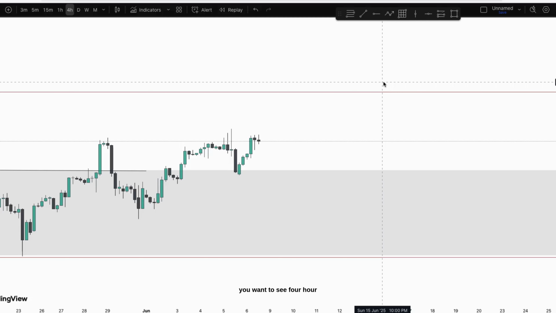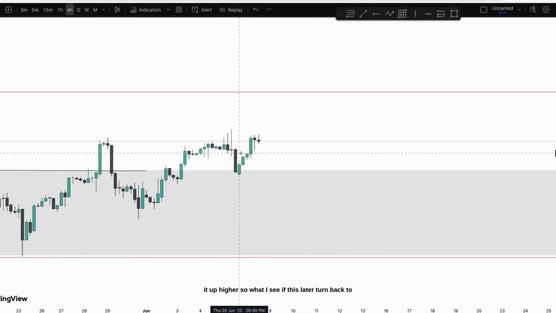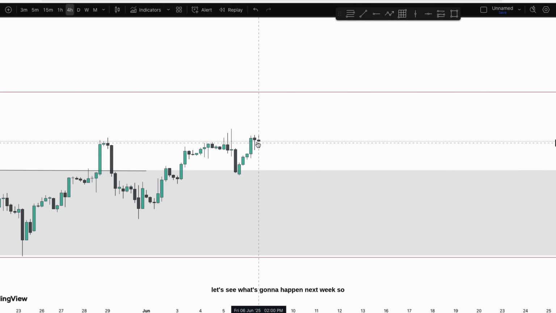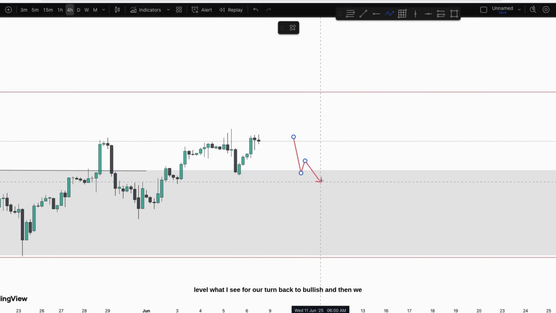You want to see 4 hour turn back to bullish after we have that pullback, all right? Once it turns back to bullish, then boom, we're going to take that trade and take it up higher. So let's see what's going to happen next week. But we're bullish, that's what matters. And when price gets back to these levels, we want to see 4 hour turn back to bullish, and then we target here.